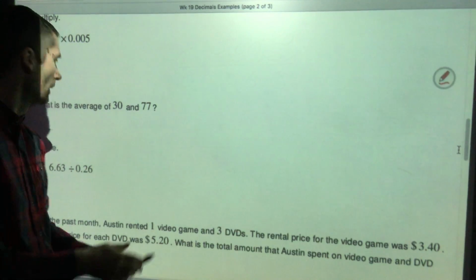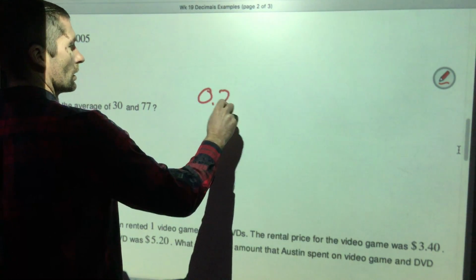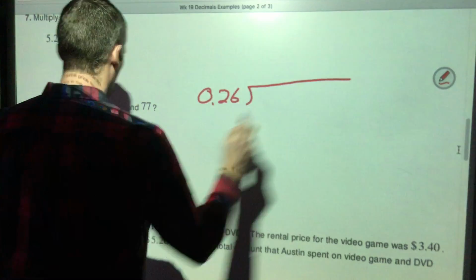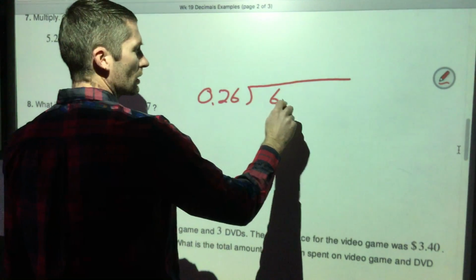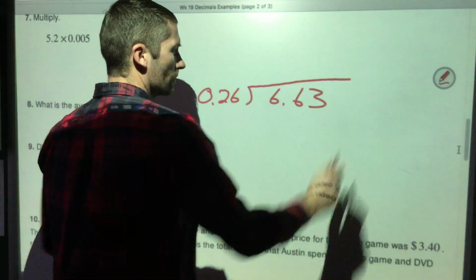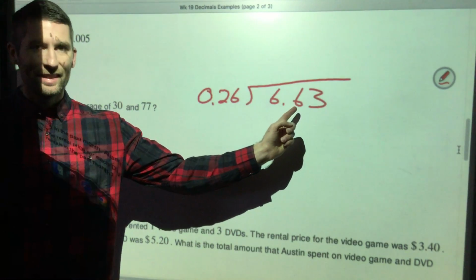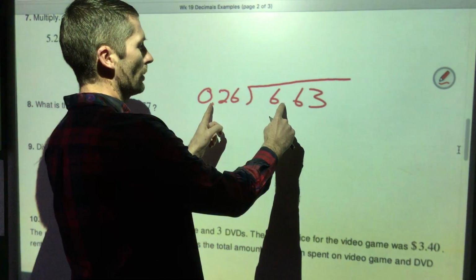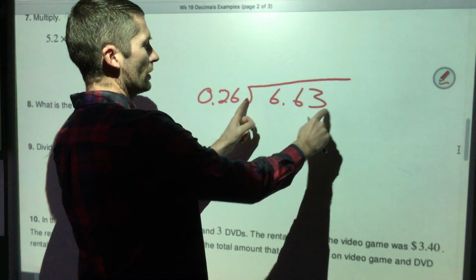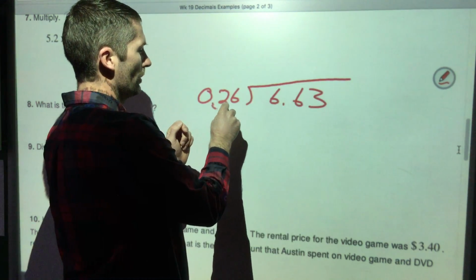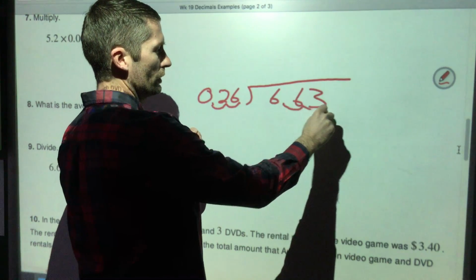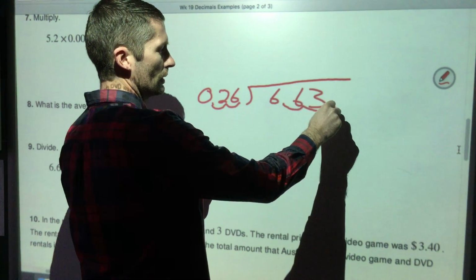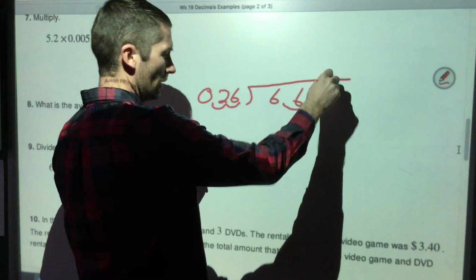Okay, question 9. 26 hundredths goes into 6 and 63 hundredths. It's okay if we have a decimal in here, we cannot have a decimal out here. So I'm going to multiply them both. I'm going to bounce the decimal over 2 spots. I bounce it over 2 here, so I'm going to bounce it over 2 here, and that's where the decimal's going. So if I need to keep going, it's going to be there.